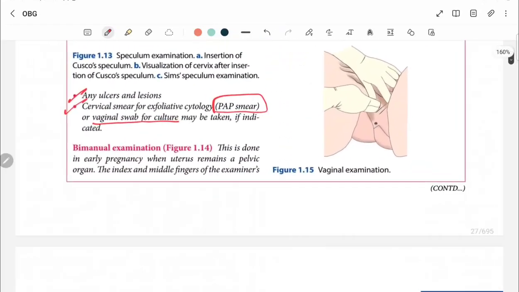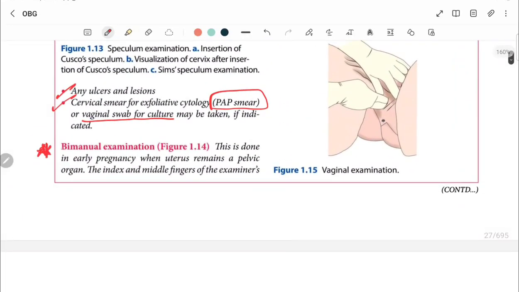So next, moving on to bimanual examination. So how do you perform a bimanual examination? This is done in early pregnancy when the uterus remains a pelvic organ itself and it is not an abdominal organ. So it remains a pelvic organ. That is when you go for bimanual examination.